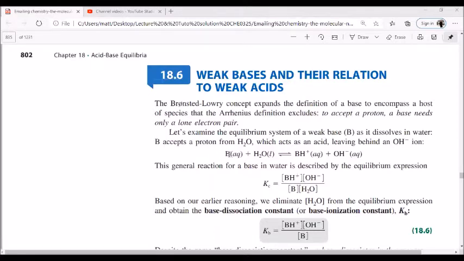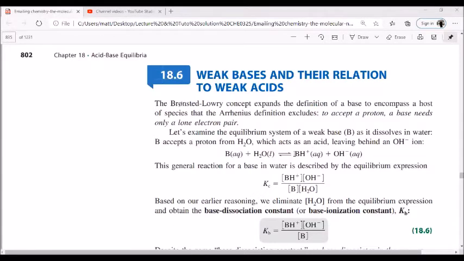So in this case, you see B as a base, aqueous, put in water. So what happened? B accepts a proton from H2O. In this case, B has a lone pair, at least one, used to form a bond with the H from H2O. Therefore, they form BH plus aqueous and OH minus aqueous.